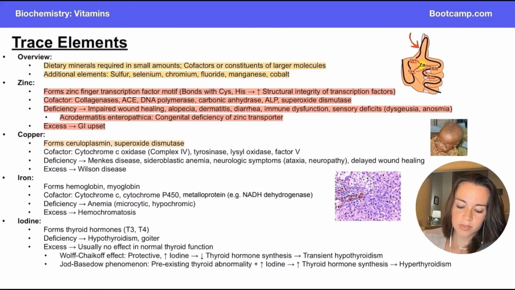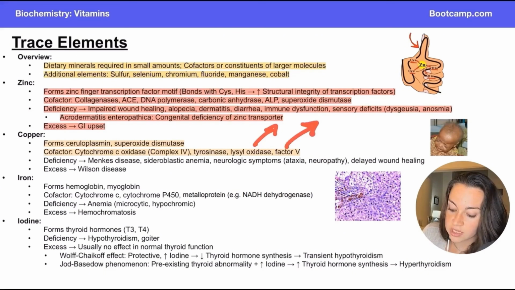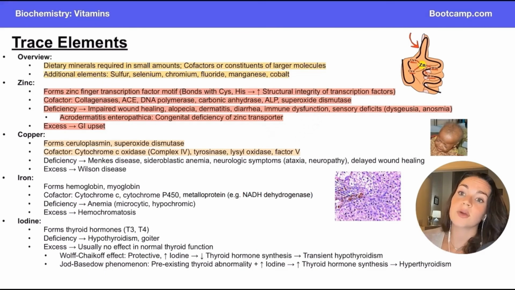Copper is also important because it's a cofactor for things like cytochrome C oxidase, known more colloquially as complex 4 in the electron transport chain, as well as things like tyrosinase, lysyl oxidase, and factor V. Remember, these were from phenylalanine metabolism, the collagen synthesis pathway, and this is from the coagulation cascade. The most common way that they'll test a copper deficiency is by testing Menkes disease. And again, I encourage you to go check out that video to really help tie things together.